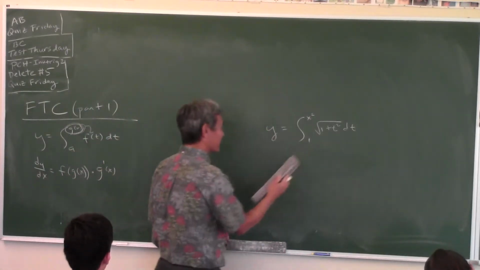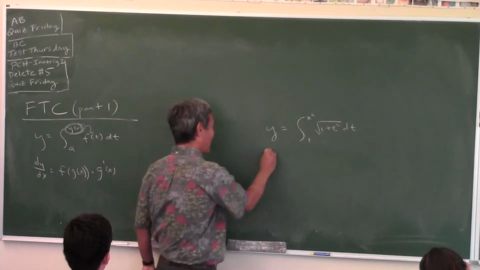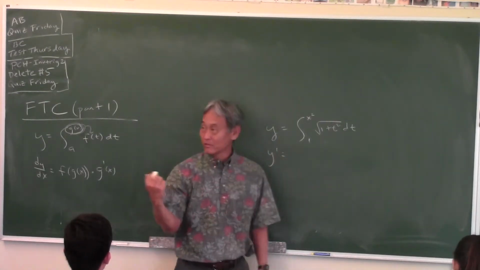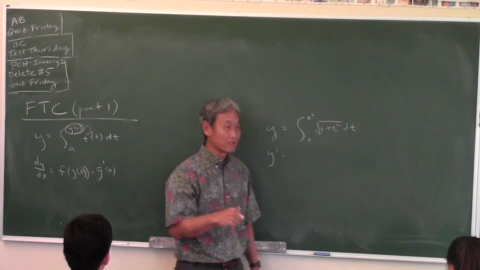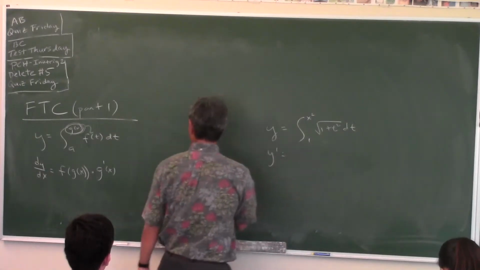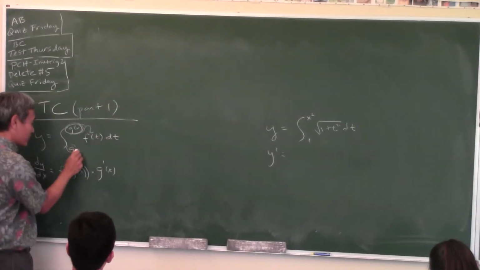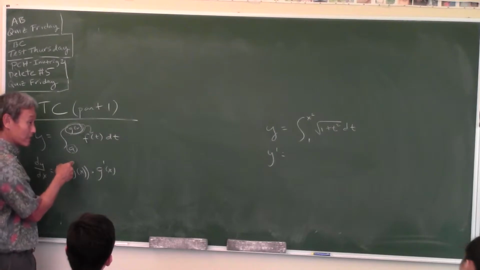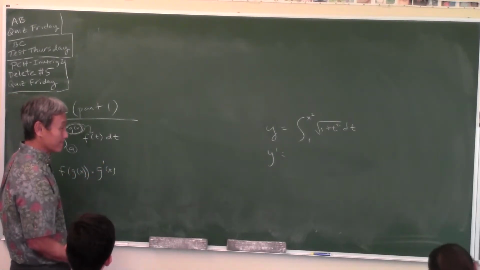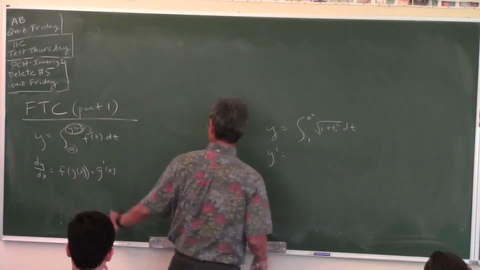Okay, so look, here's a function. How do you take the derivative of it? Well, you use the fundamental theorem of calculus part 1. So what does it say to do? The first thing you have to do is make sure the lower limit is a constant. Is 1 a constant? Yes. Okay.